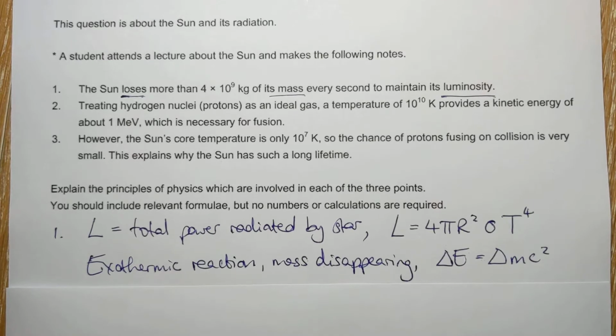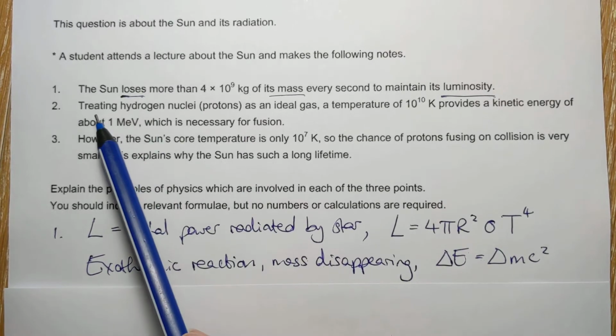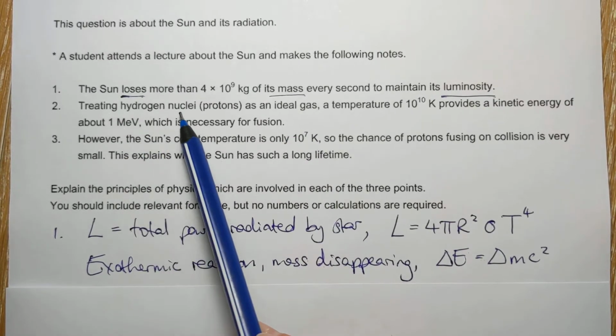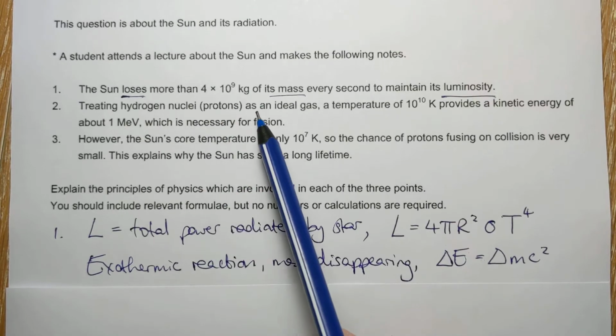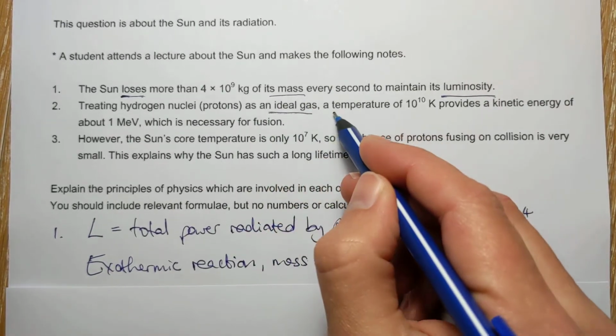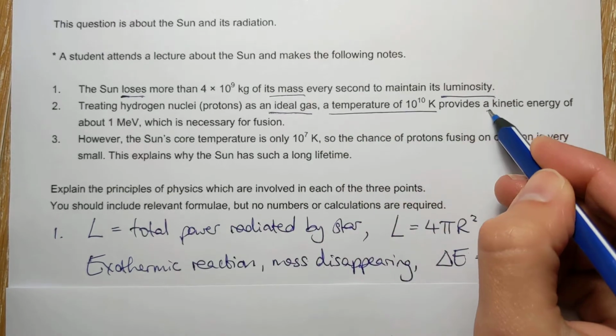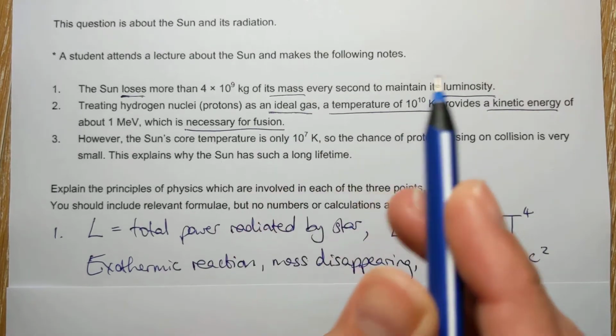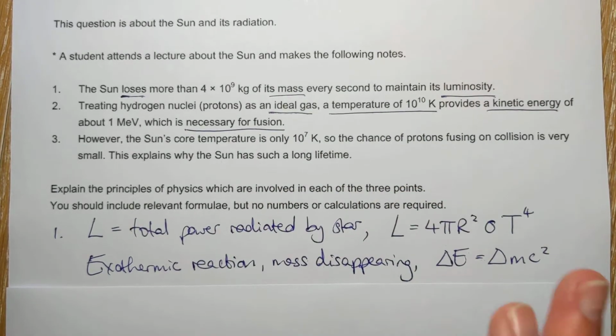Moving on to number 2 now, you're starting to think, well, how does this all relate together? But here we're going into ideal gas. So we've got hydrogen nuclei, that is protons, behaving like an ideal gas with this temperature, and it's talking about the kinetic energy that is necessary for fusion. Okay, ideal gas first of all, ideal gas and temperature.